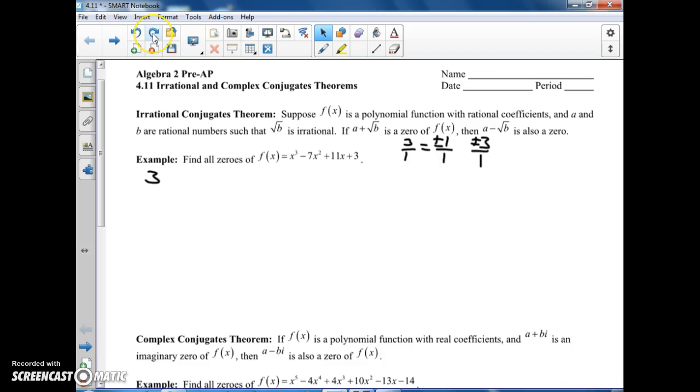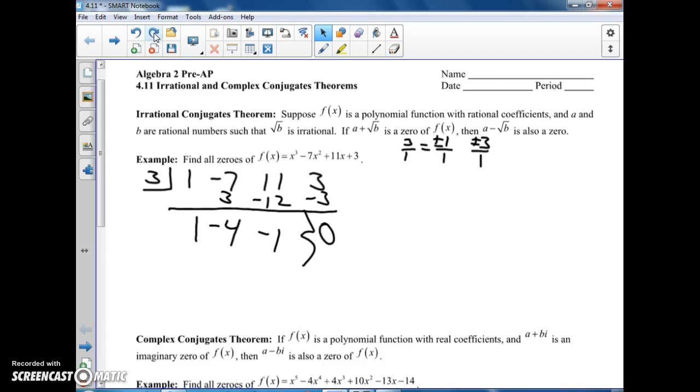It's like, oh my gosh, it's easy. It's 3, right? So I'm going to put 3 in the box. All right, now tell me my numbers. My numbers are going to be 1, -7, 11, 3. You got it. And go do synthetic with it, right? And see if it comes out to be a 0. That's right. And it comes out to be a 0, right?